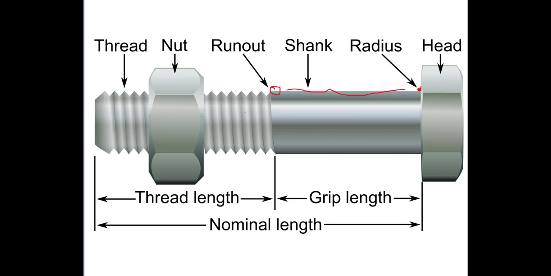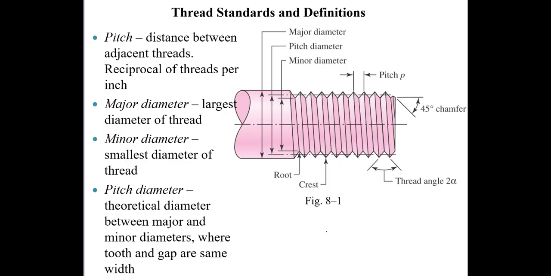The nut threads onto the threaded portion of the bolt, and we have to keep in mind that there will be a threaded length and a non-threaded length, and then there's an overall nominal length, all of which are specified and fabricated according to standards. So the basic thread definitions are shown in this slide.